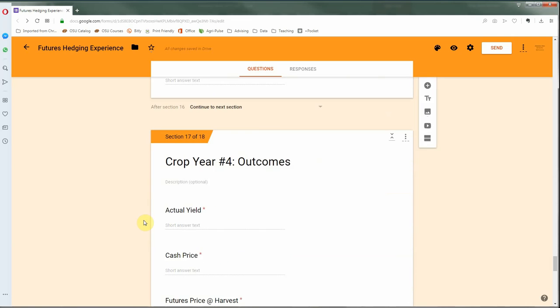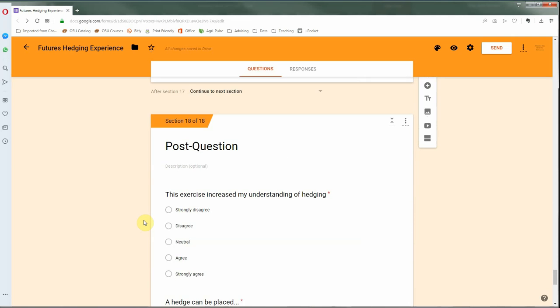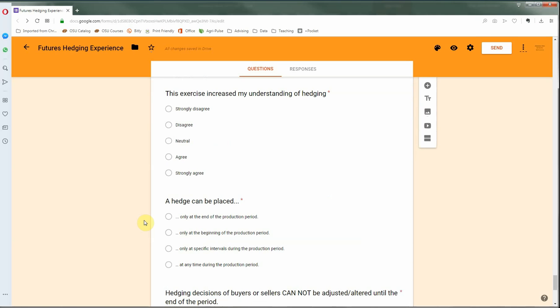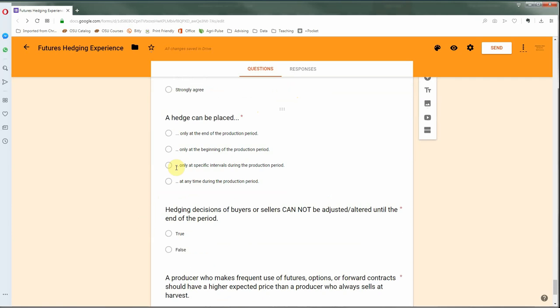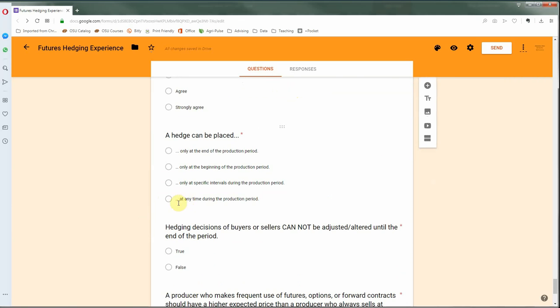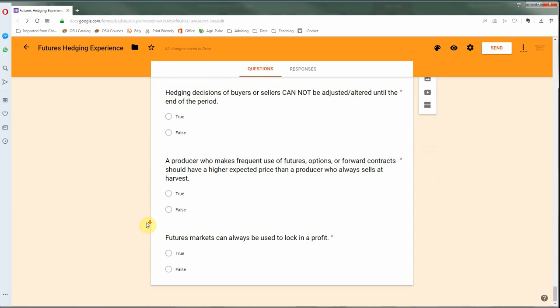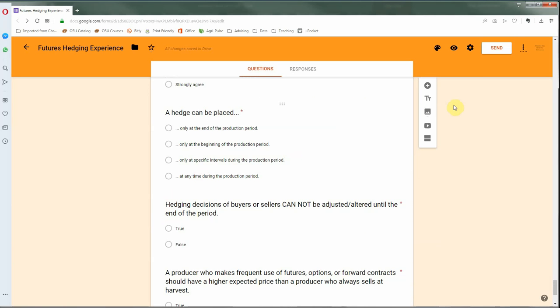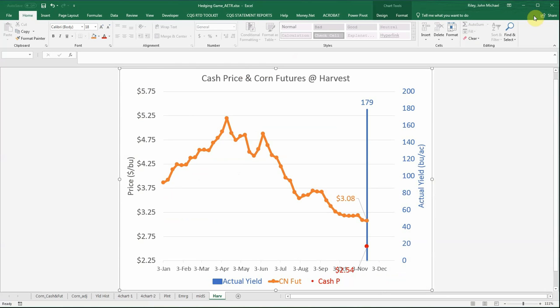And then we get to the end of the game, and then I have them answer these final post questions, which are essentially a reiteration of the previous questions, just to see if there's any knowledge gained from playing the game. I first ask them, did it increase their understanding of hedging? And then I ask those 3 questions again about the ins and outs of what is hedging and how does it work. And so I can use that to then do some analysis. They submit the form, and everything updates in a spreadsheet.